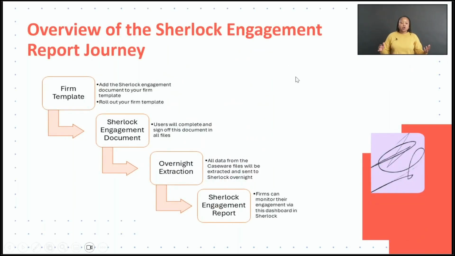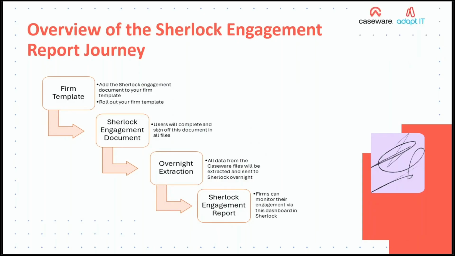Okay, so I'll start off with the overview of the Sherlock Engagement Report journey. The journey starts when you need to complete your annual URBA submission document and take all the data from the different engagements and put it all in one Excel sheet and submit it to URBA. Where we start, and that's the journey that I'll follow, is on a Caseware working paper file. We've added the Sherlock engagement document, which allows you to complete all the information required for this URBA submission.